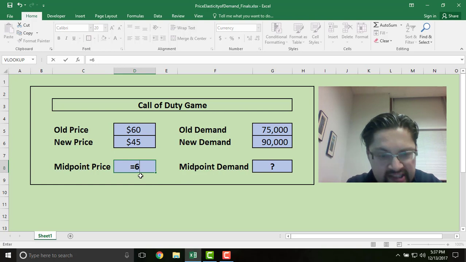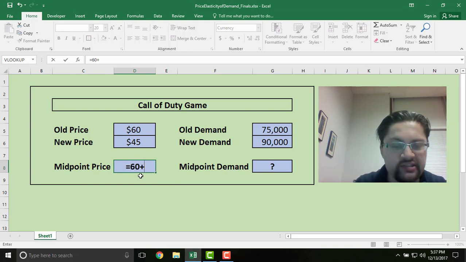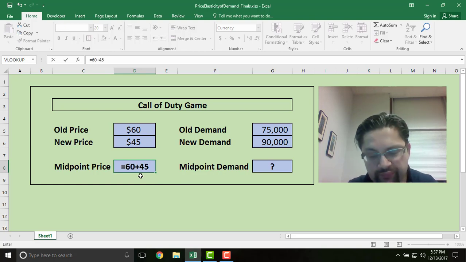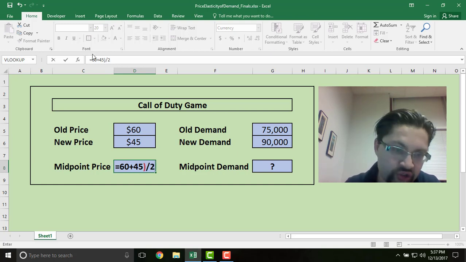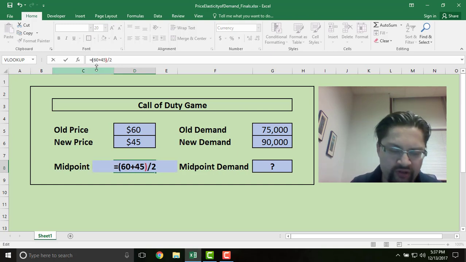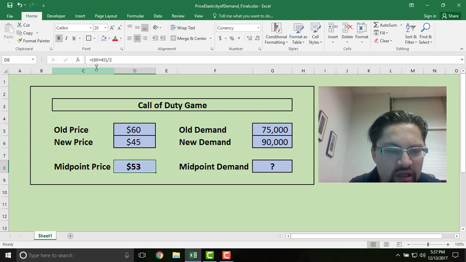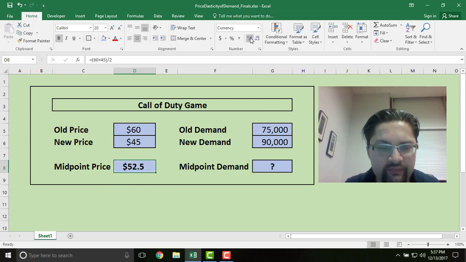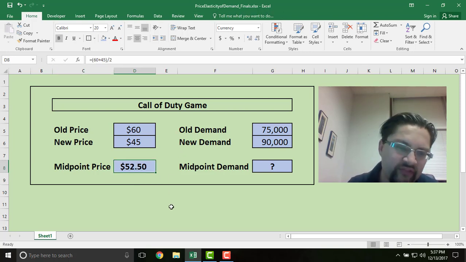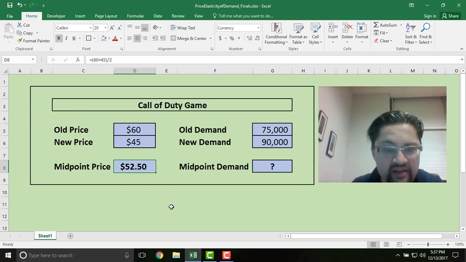You would take the 60 plus 45, right? And then you would divide that by 2. Okay, so parentheses around that, divide that by 2, we get $53. Now we just want to make sure that it's accurate, so I get $52.50. That's important.